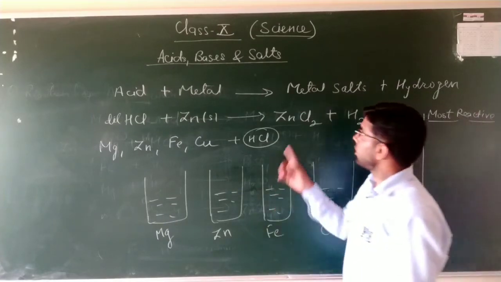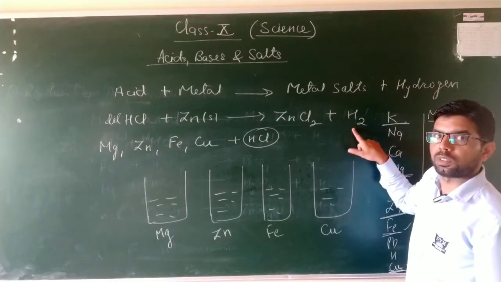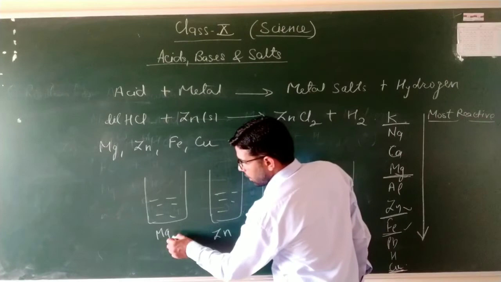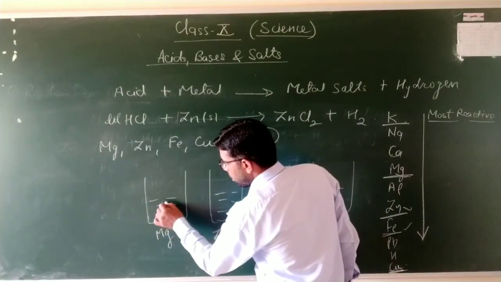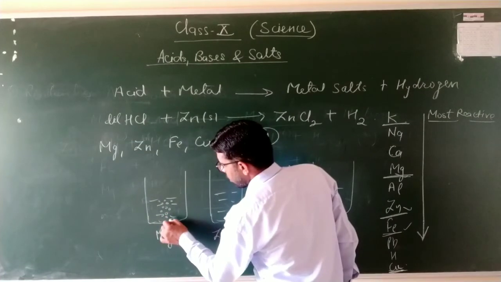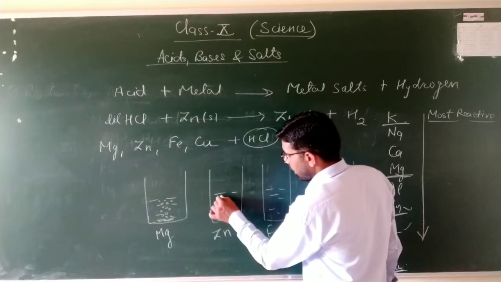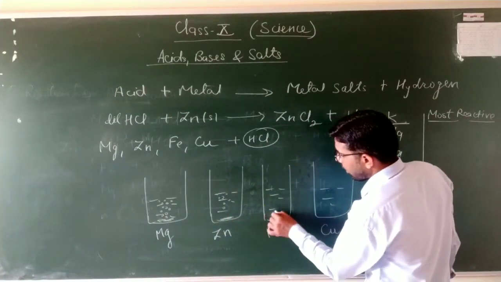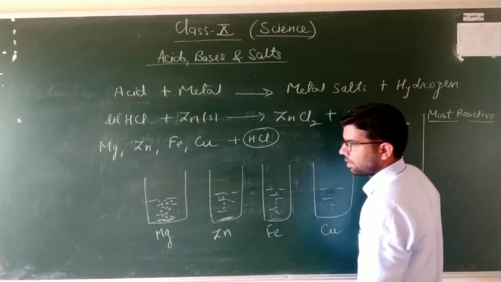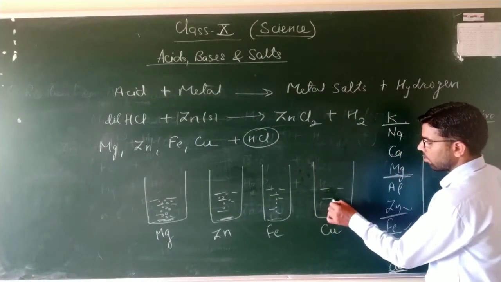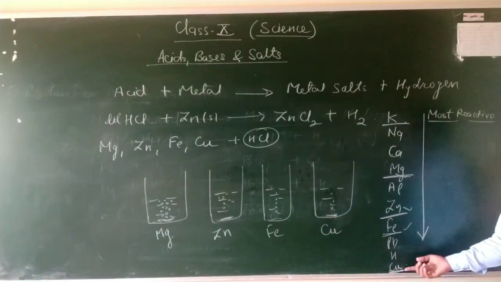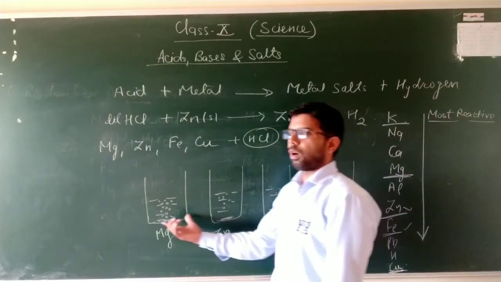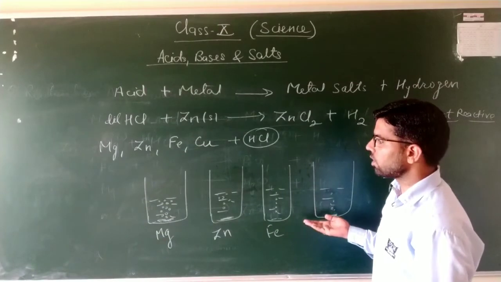So what will you observe? We know hydrogen gas will be evolved in this reaction. With magnesium we will notice more bubbles at a fast rate. With zinc there will be bubbles but at a slower rate. In iron, again a little slower than zinc. In copper, a very slow reaction because it is less reactive compared to the other three. By these observations we can conclude which is more reactive and which is less reactive.